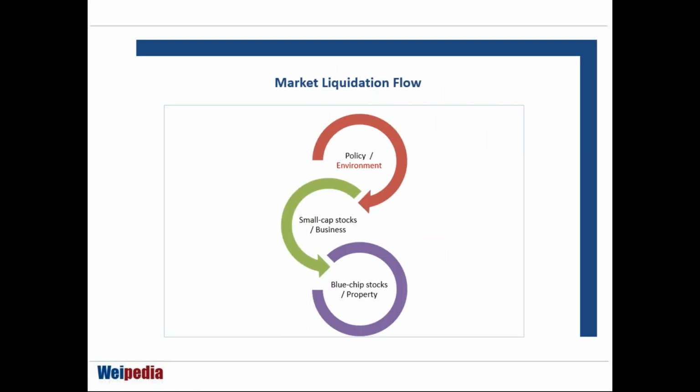Inversely, in the potential bear, what happens is this: either the policy fails, or the environment is not conducive at all. Then after that, all the small caps and small companies struggle. When the small companies struggle for too long, the blue chips also suffer subsequently. So this is the flow of things in a potential bear market.